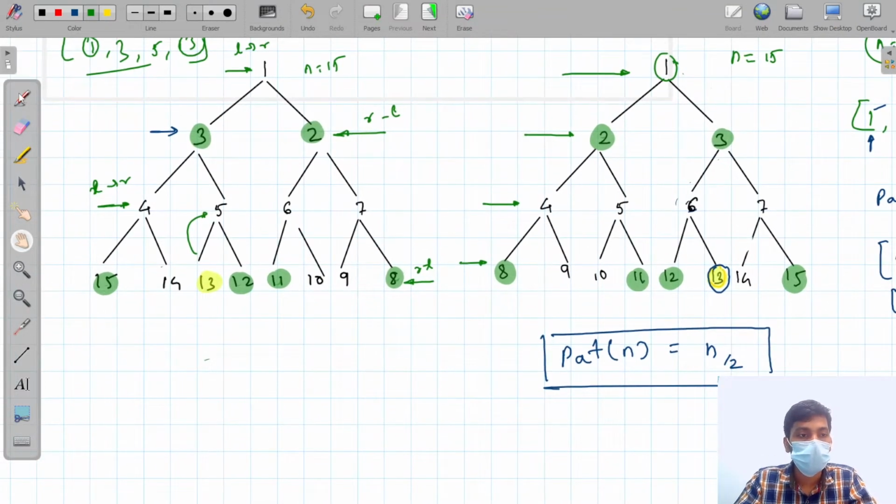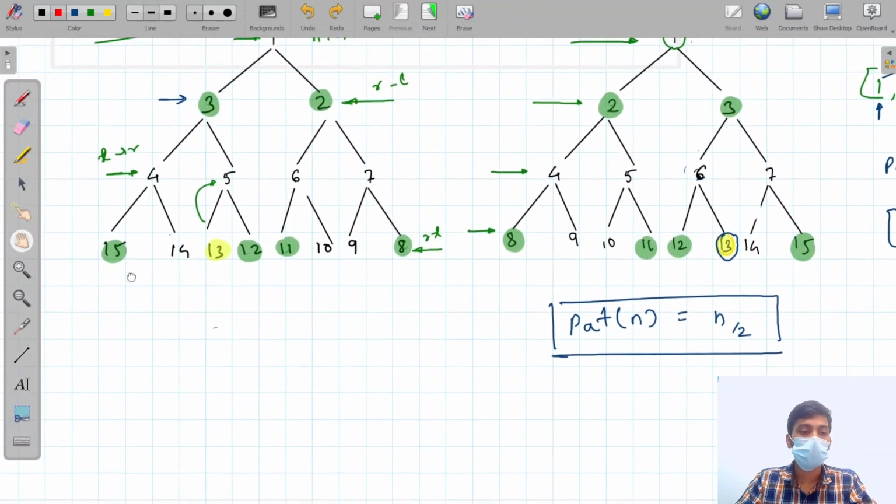But I am saying that, at this position of 15, which value should be there? 8 should be there, right? At the position of this 8, 15 should be there, right? If I compare these two trees, at the position of, let's say, 12, 11 should be there, and at the position of 11, 12 should be there, right? These are the two things I can say. So from this, can I now derive a formula?